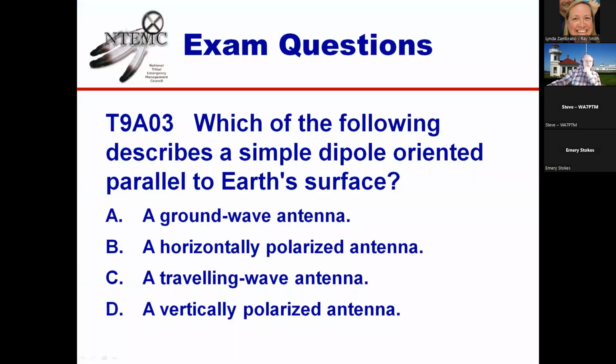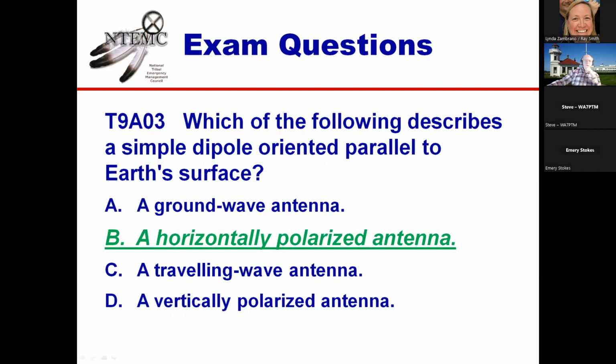All right, so let's take a look at some exam questions that relate to these topics. Which of the following describes a simple dipole oriented parallel to the Earth's surface? Well, if it's parallel to the Earth's surface, that's what we call horizontal, right? So it would be a horizontally polarized antenna.